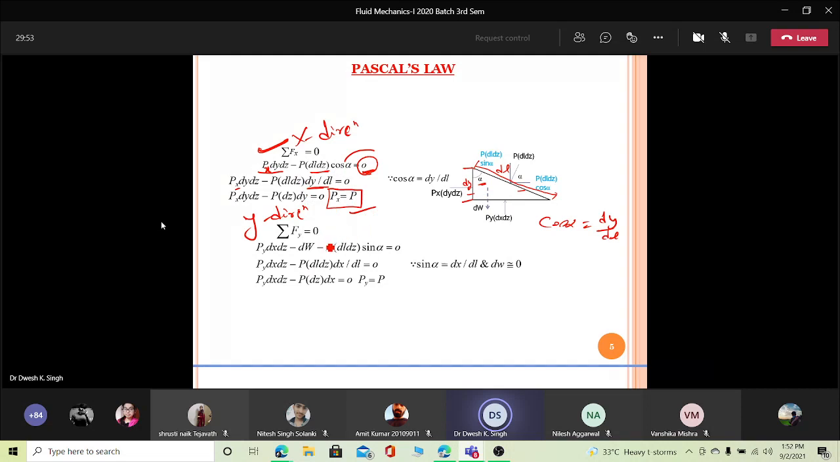Similarly, do the same task, but in the vertical direction there will be some weight also. But this is a very small element, so the weight is almost 0. When you substitute, you again come out with this. Do the same task for the z direction also, and you will come out with z equal to p. So this is how you come out with Pascal's law. I think all of you are familiar with this derivation, but we are doing a quick revision. If you have any question, you can ask.